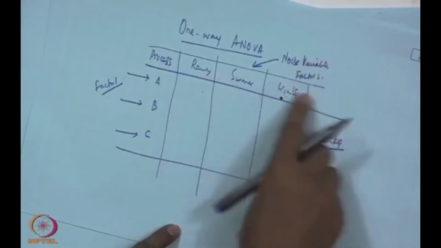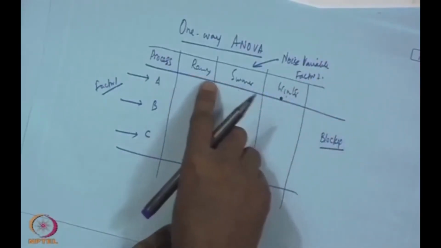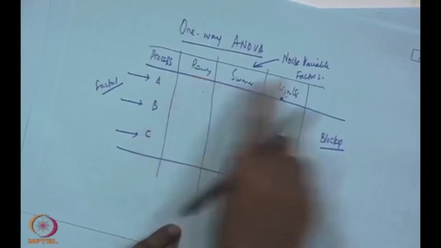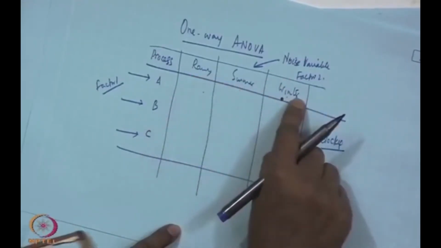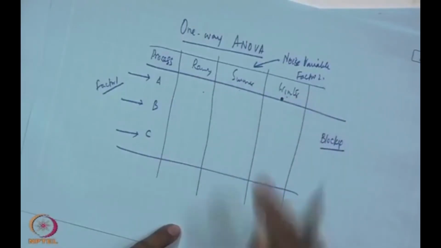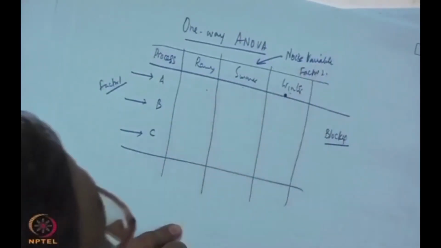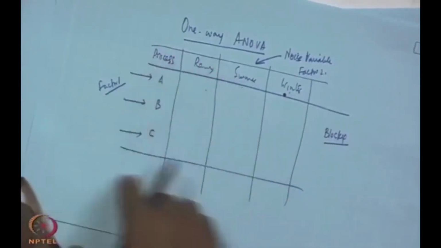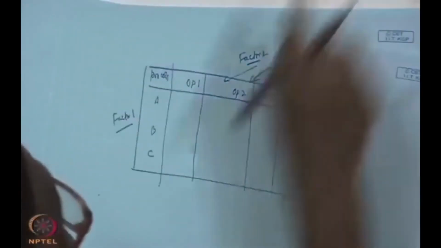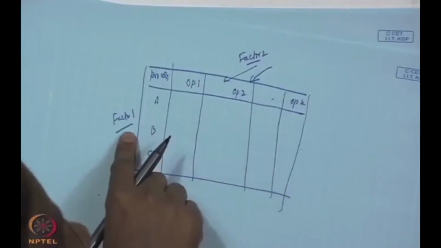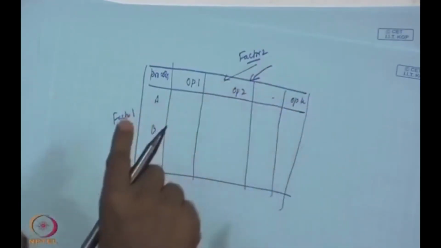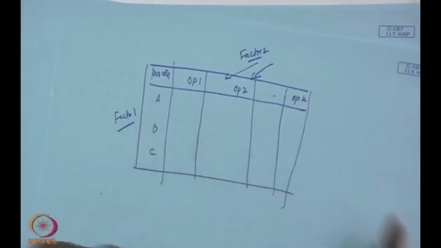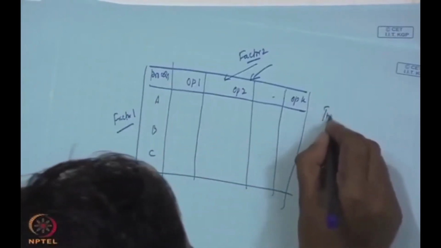The only difference between the first and second, this blocking and this, is that in this case you are not interested to know the seasonal effect because you do not have control on seasons. So nullifying or eliminating the seasonal effect, you want to estimate the process effect. Here you want to estimate both seasonal effect, operator's effect plus process effect. This type of design is 2-way ANOVA.